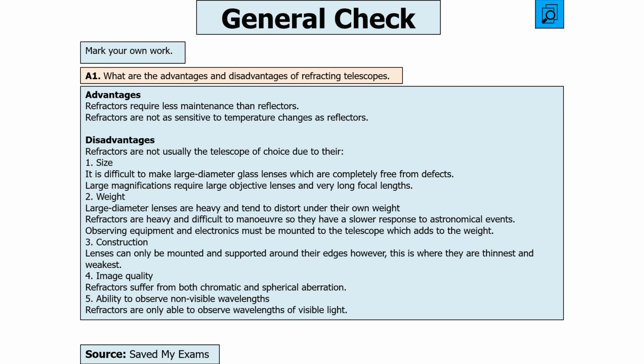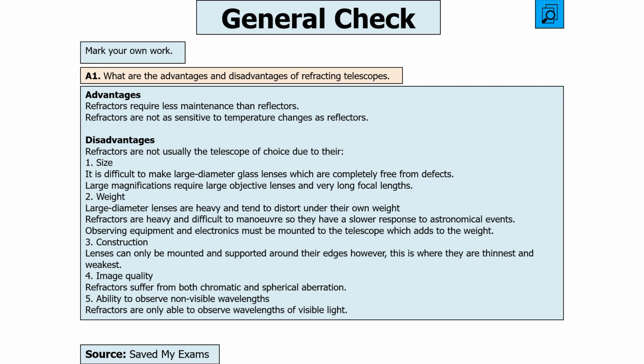The second issue is the weight. So large diameter lenses are very heavy and tend to distort under their own weight, especially because we can't support them behind them. So therefore the refractors are also very heavy and then difficult to move into position, so can't respond to astronomical events as quickly. In terms of construction, the lenses can only be mounted and supported around their edges, as we mentioned before, but that's actually where they're the thinnest and the weakest, so that is also an issue.